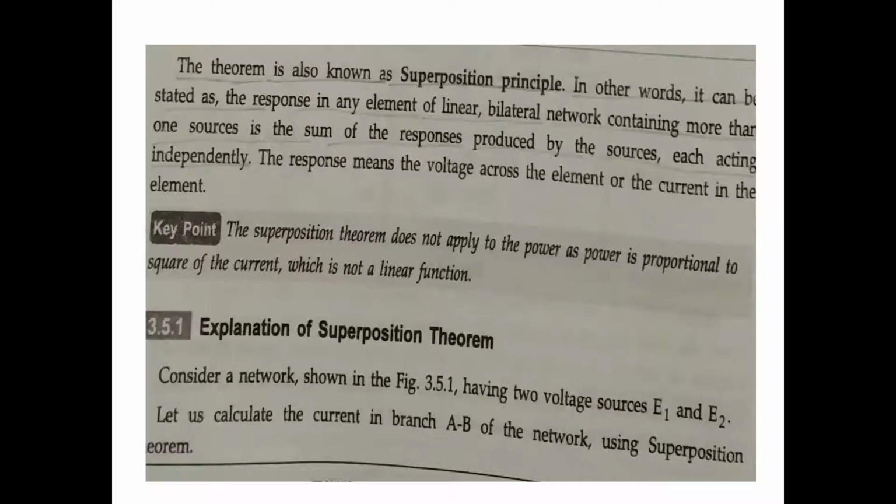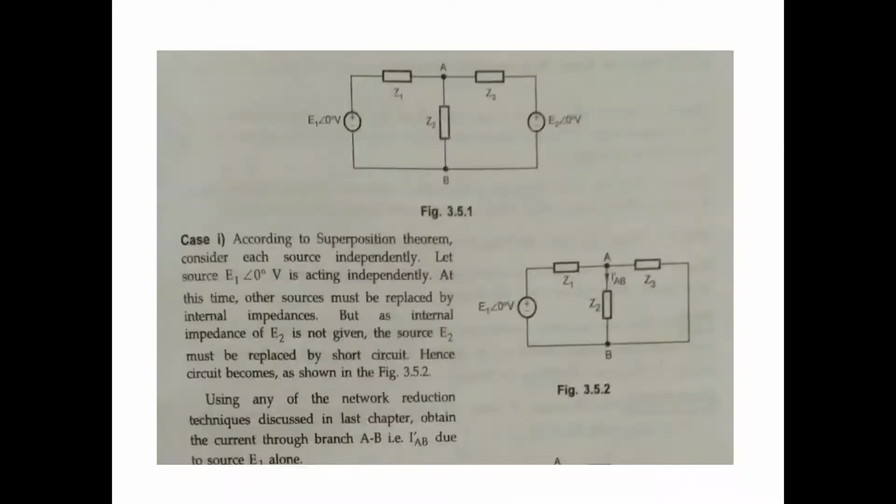Now the explanation of the superposition theorem. Consider a network with voltage sources E1 and E2. Calculate the current in branch AB using the superposition theorem. There are two sources: E1 at 0 degrees on the left side and E2 at 0 degrees, with impedances Z1, Z2, Z3. With E1 at 0 degrees acting independently, the other source must be replaced by its internal impedance. It means only E1 acts, and E2 is replaced by a short circuit.